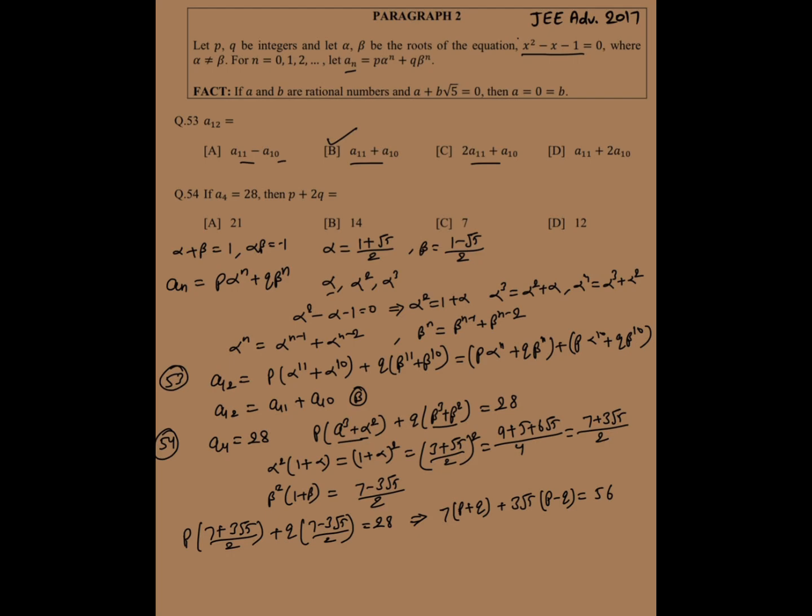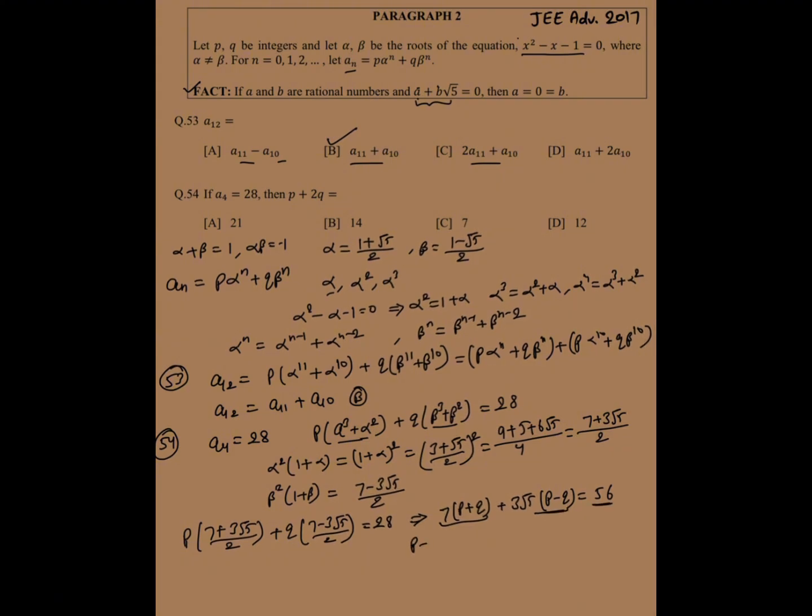We have not actually utilized this fact yet, and the fact says that if a and b are rational and a plus b root 5 is 0, then both a and b should be 0. This is because the left hand side will be an irrational number, but the right hand side is rational, which is 0, which means this is impossible, and that's why it is possible only if both are 0. A similar thing we can apply here. So here what we mean is that this expression should be equal to 56 and this should be 0.